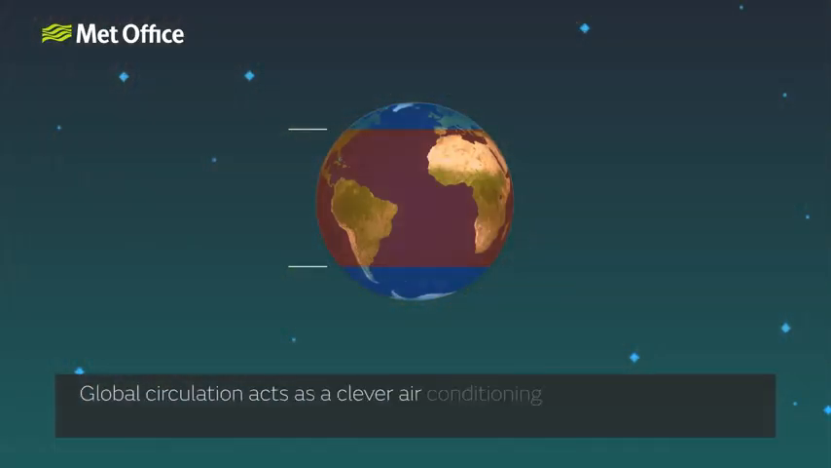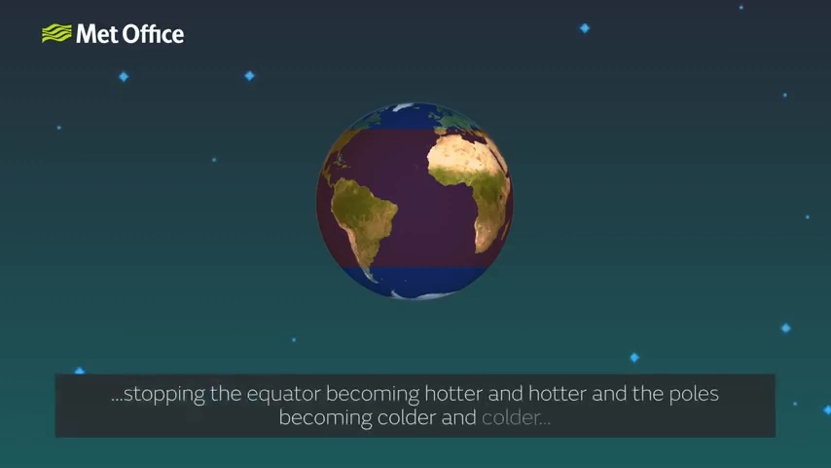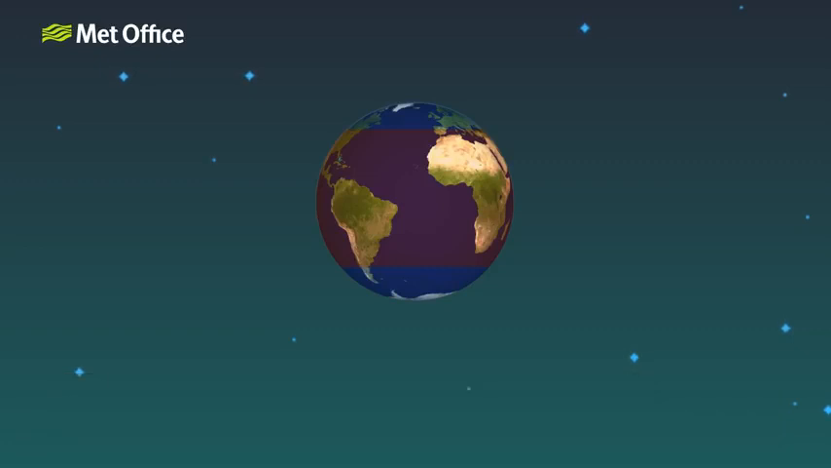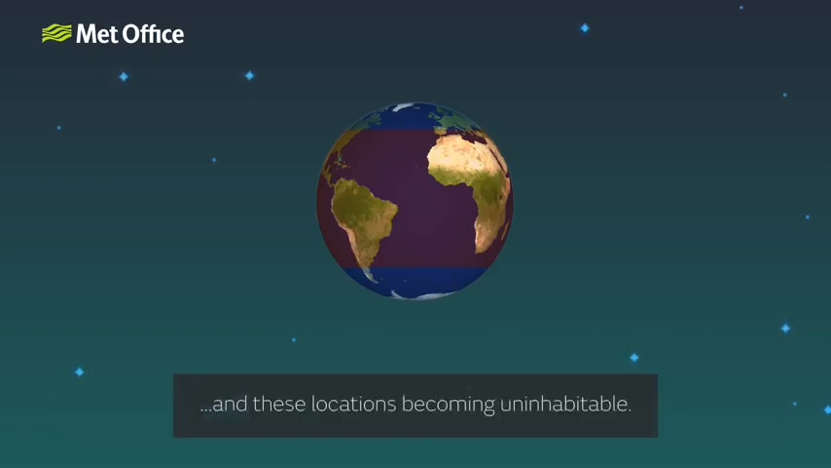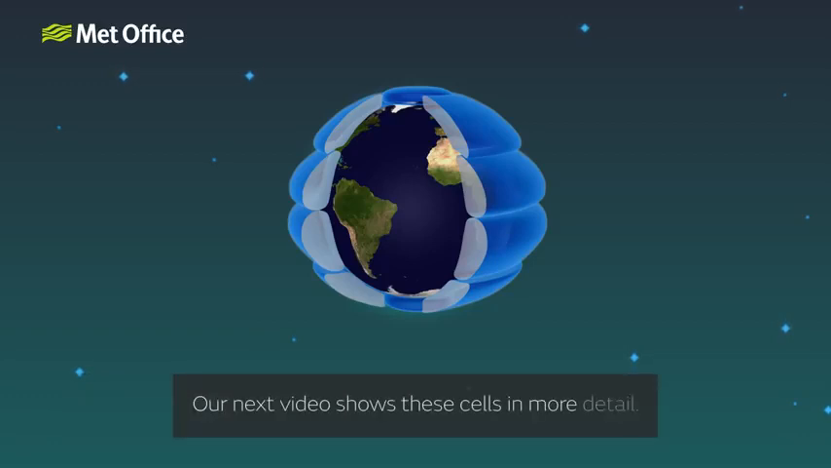Global circulation acts as a clever air conditioning system, redistributing the heat, stopping the equator becoming hotter and hotter and the poles becoming colder and colder, and these locations becoming uninhabitable. This circulation takes the form of 3 large atmospheric cells, which exist in both northern and southern hemispheres. Our next video shows these cells in more detail.